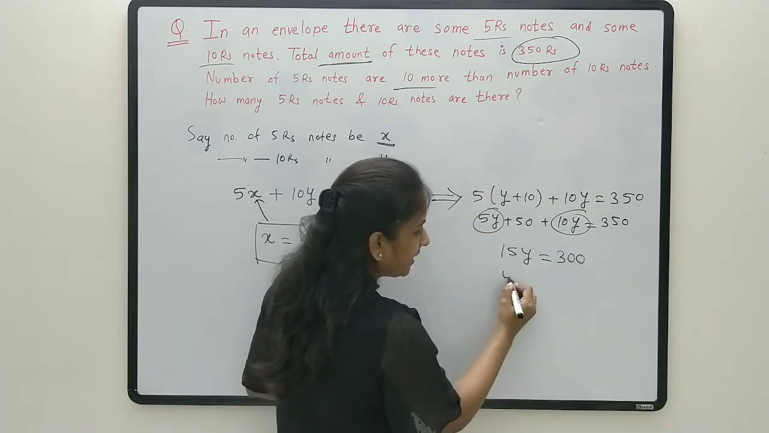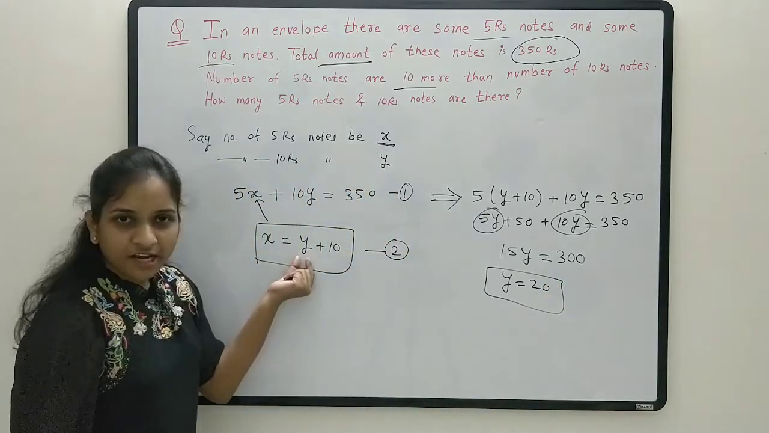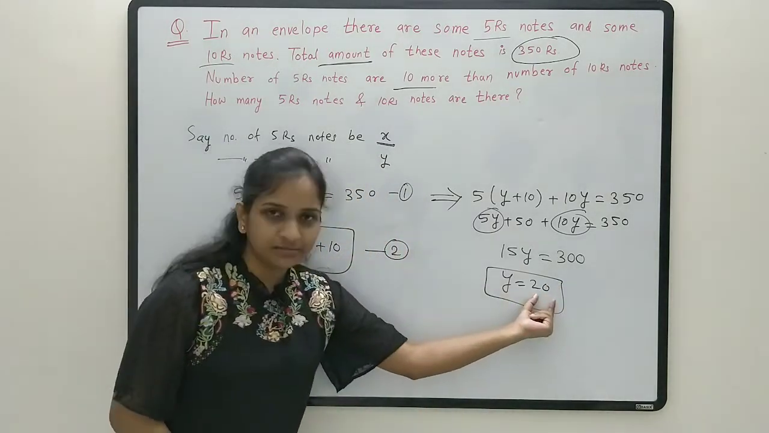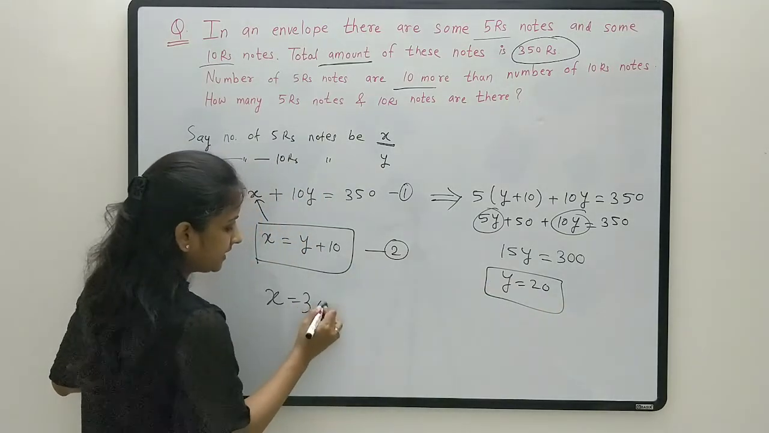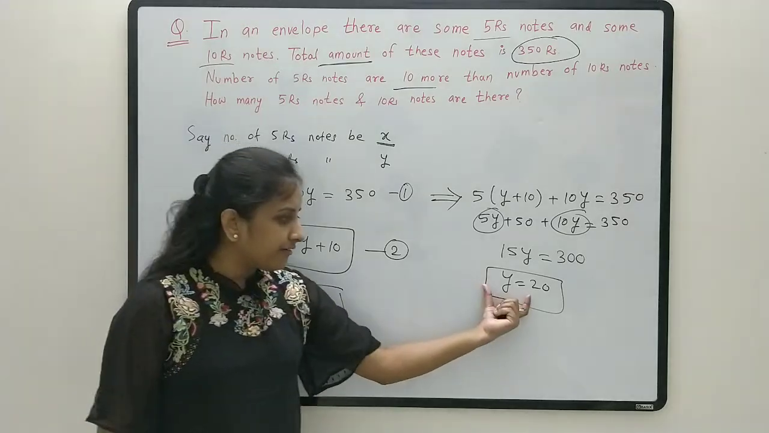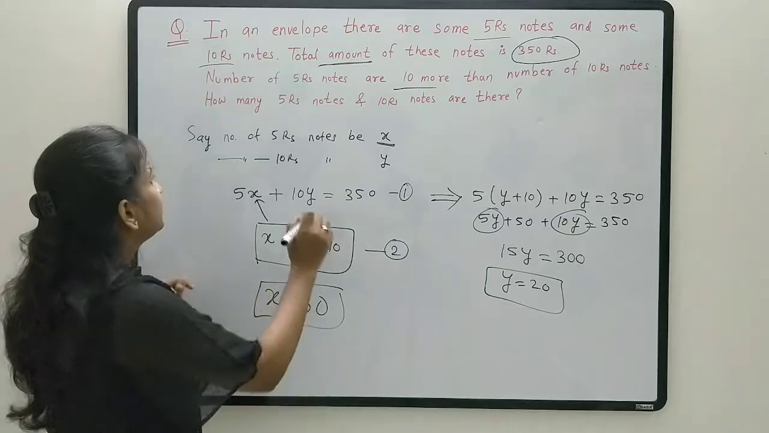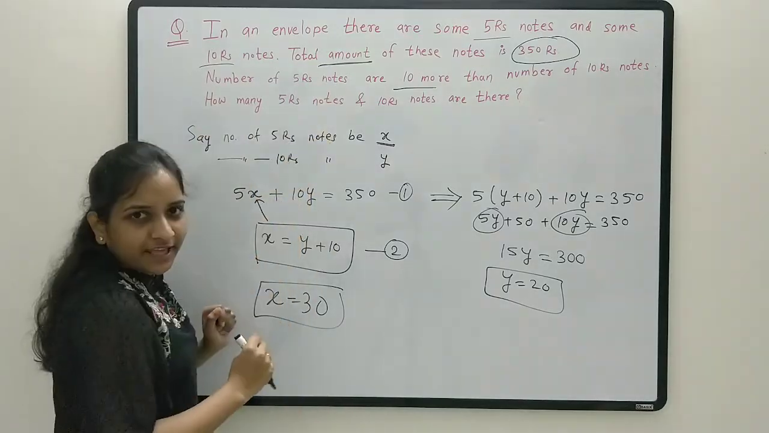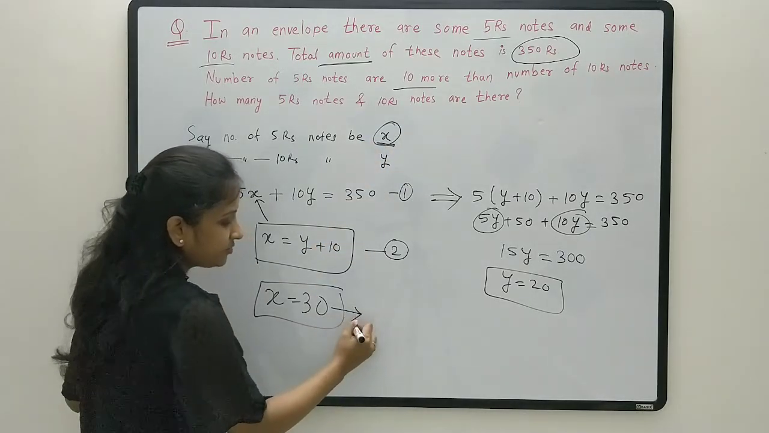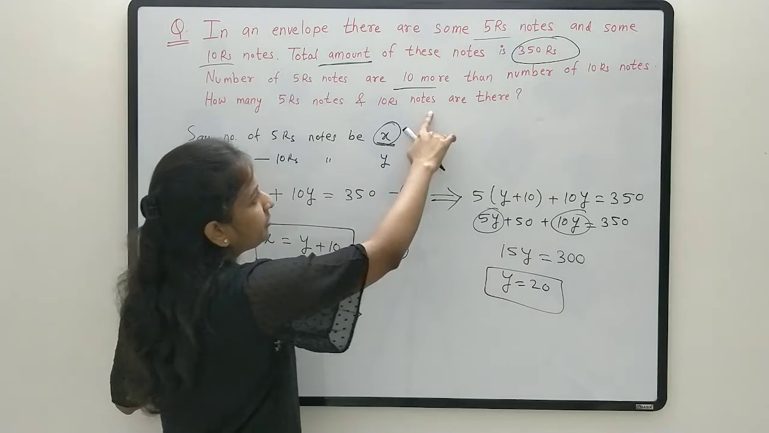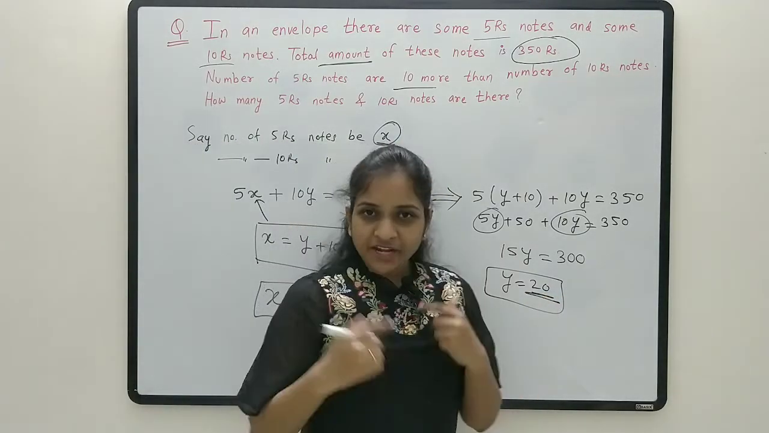So what is the value of y? It's 20, right? Now what is the value of x? y plus 10. So x is 20 plus 10, that is 30. We got y value and x value. That is what is asked in the question, right? So how many 5 rupee notes are there? 5 rupee notes, there are x notes, means there are 30 5-rupee notes, and 10 rupee notes means y. There are 20 10-rupee notes.